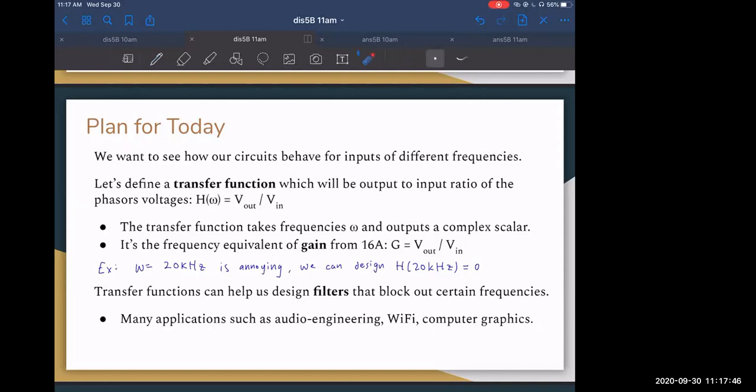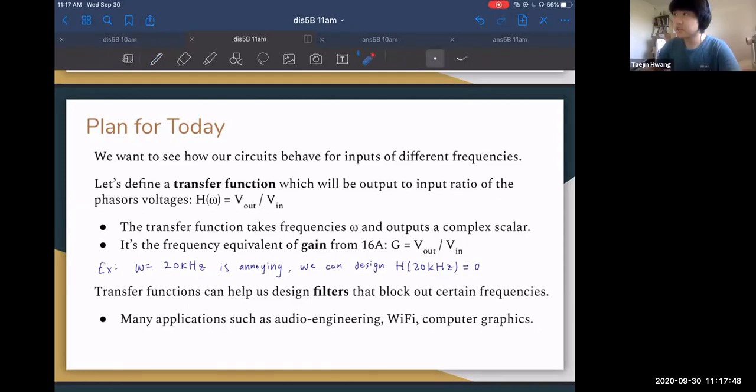And again, I think this part of the material is a lot more cool than the other parts because there's so many applications in things like audio engineering, Wi-Fi, and even computer graphics. Like if you think about how Photoshop works, filters are really the key behind sharpening and blurring images. So if you take any later classes on computer graphics or computer vision, filters are a really key idea there as well. So any questions about the overall plan for today?